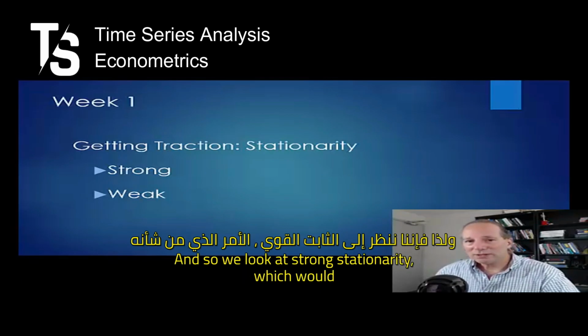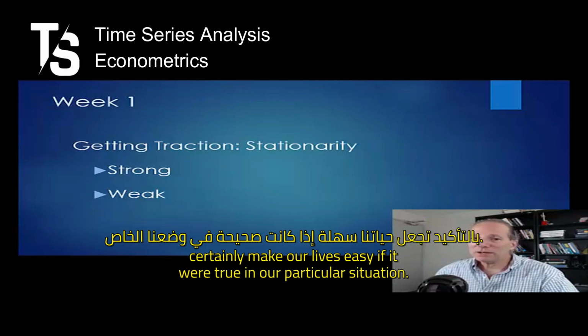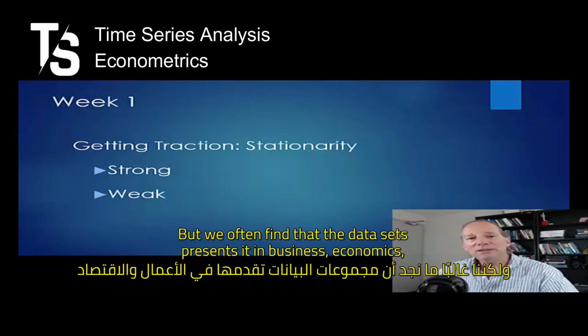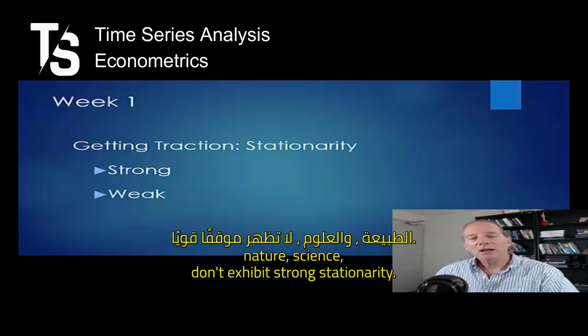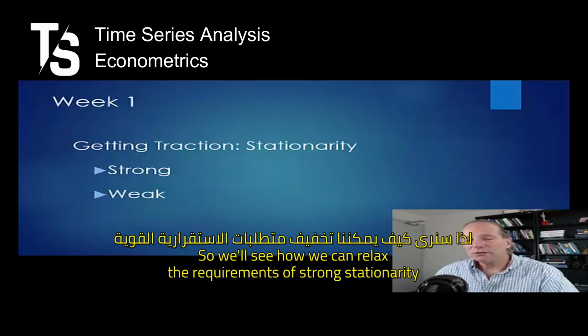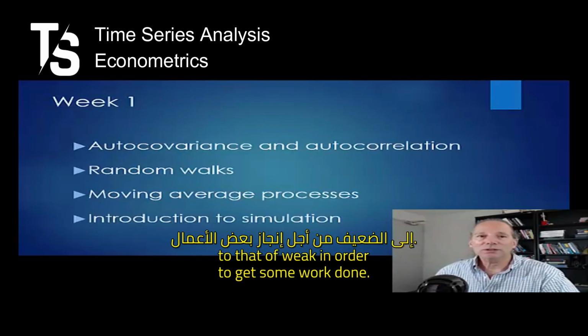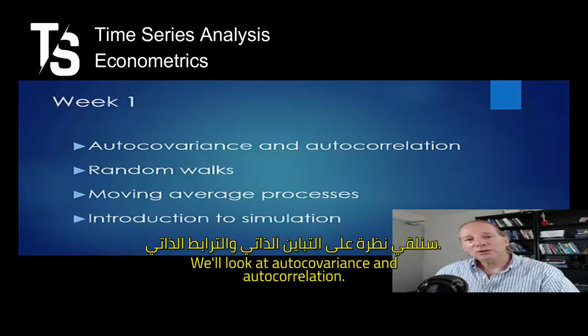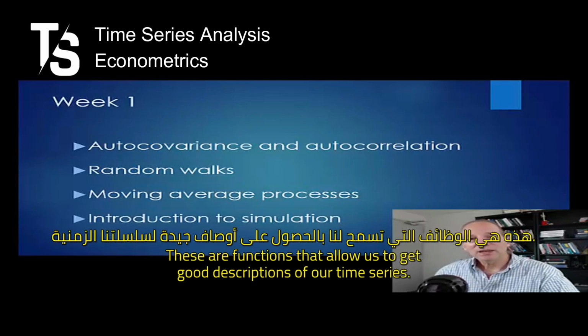And so we look at strong stationarity, which would certainly make our lives easy if it were true in our particular situation. But we often find that the data sets presented in business, economics, nature, science don't exhibit strong stationarity, but they do exhibit weak stationarity, or at least approximately so. So we'll see how we can relax the requirements of strong stationarity to that of weak in order to get some work done. We'll look at autocovariance and autocorrelation. These are functions that allow us to get good descriptions of our time series.